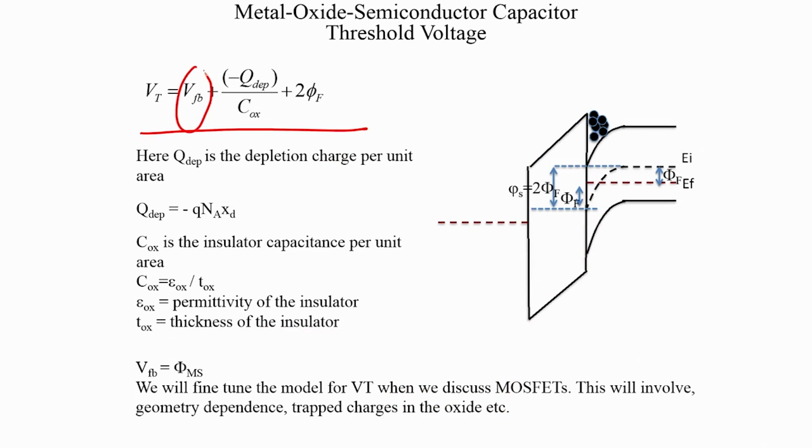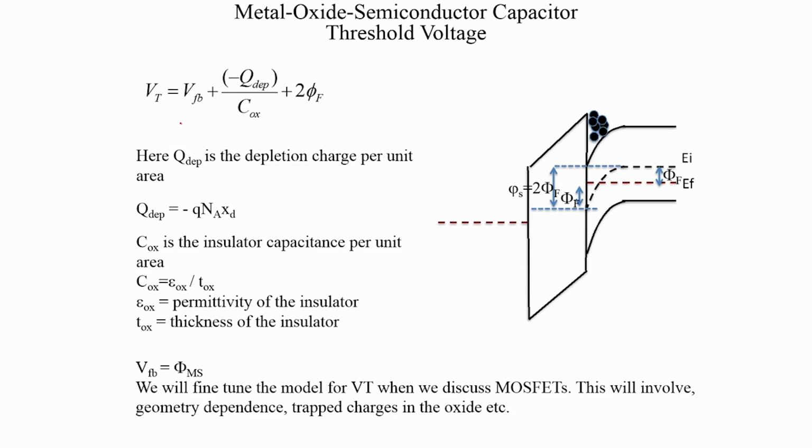It has got Vfb, which is the flat band voltage, it has got Q depletion by Cox, and I put a minus sign here because in this case it is all the acceptor ions, you will see, because the Q depletion has got a negative charge, it is negatively charged acceptor ions.